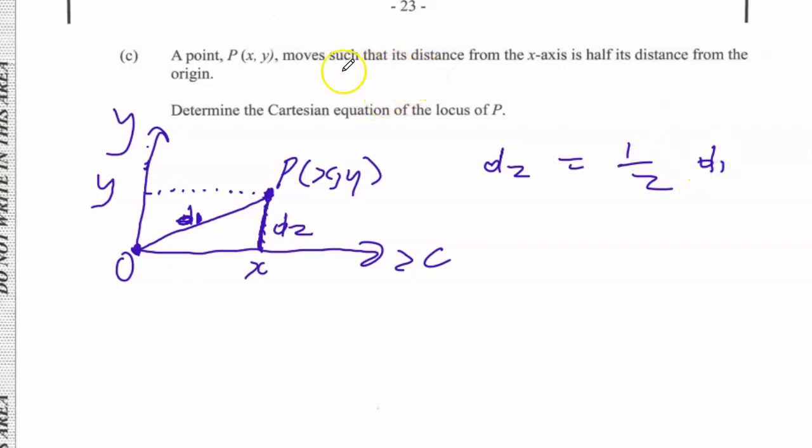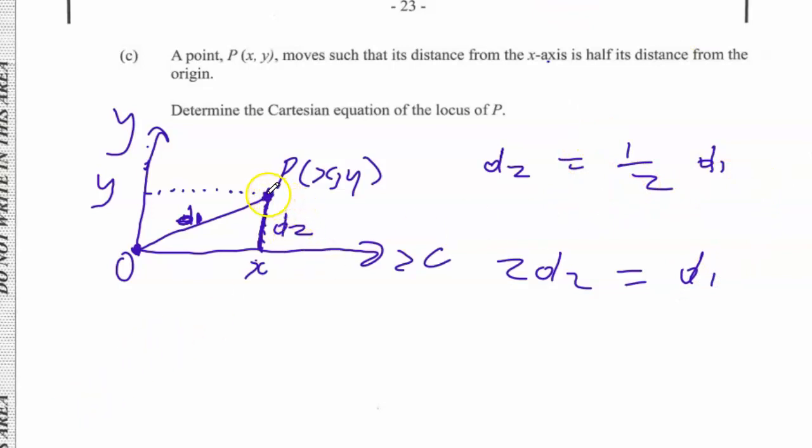Let's read this again. A point P(x, y) moves such that its distance from the x-axis, which I call d2, is equal to half the distance from the origin. So here's a point P, the distance from the origin we call d1. So d2 equals half of d1, and of course we can multiply both sides by 2, so 2d2 equals d1, just to get rid of the fraction.